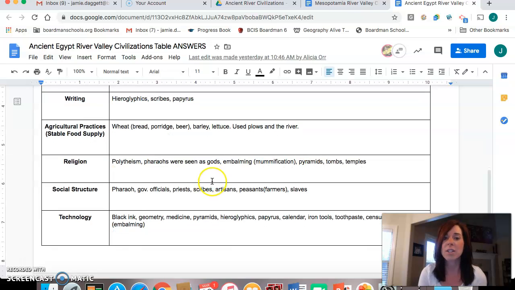So some technology, those of you who just absolutely love brushing your teeth, you can thank the ancient Egyptians for this because they are the ones who came up with toothpaste.